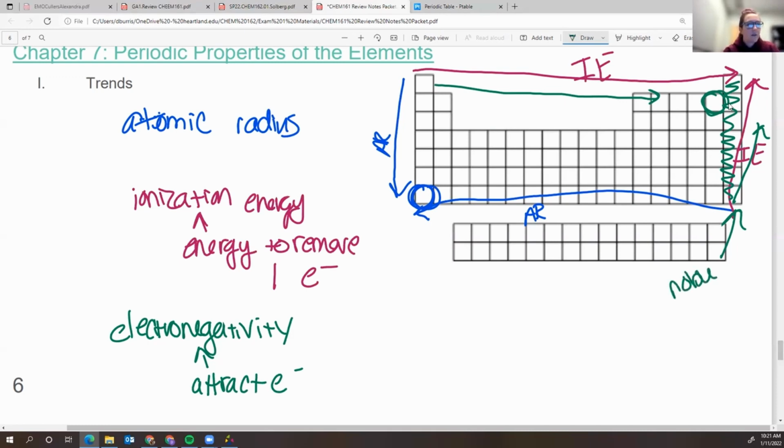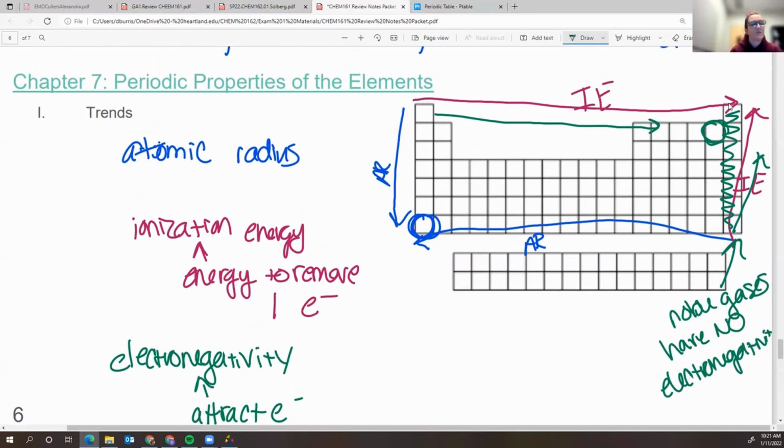So noble gases have no electronegativity. Yeah, sure, spelled that right. So keep that in mind, no electronegativity for those noble gases. All right.